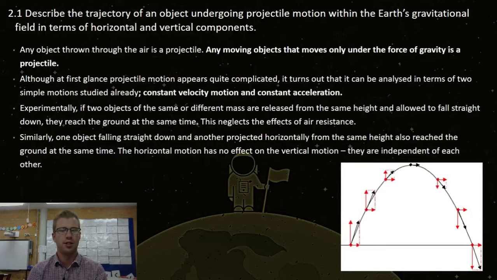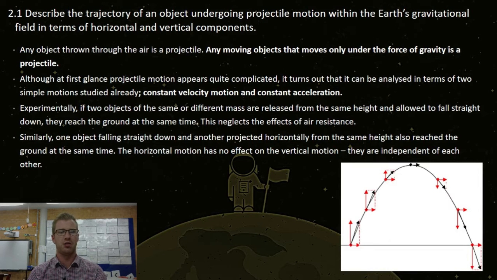Okay, 2.1. Describe the trajectory of an object undergoing projectile motion within the Earth's gravitational field in terms of horizontal and vertical components. This is probably the beginning of, let's say, a stressful time period in space, this topic, due to projectile motion being so difficult and a concept mathematically that can be challenging as well. So let's look at the theory behind projectile motion, and we'll introduce Galileo in this meantime, but we'll start with the theory and move to the mathematics in class.